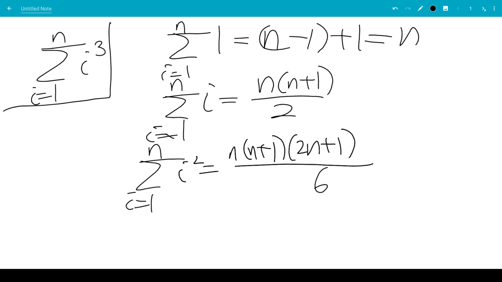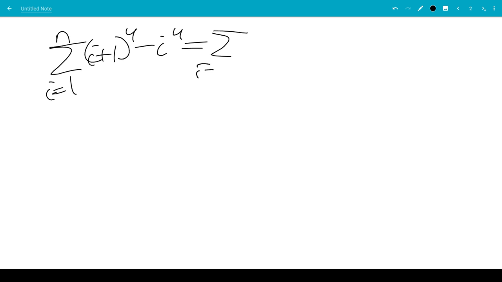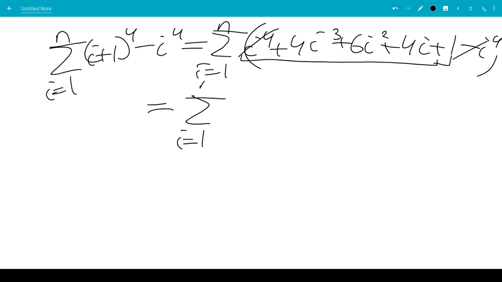So the sum as i goes from 1 to n of (i+1)^4 minus i^4 will equal the sum as i goes from 1 to n of i^4 plus 4i^3 plus 6i^2 plus 4i plus 1 minus i^4. So this is just Pascal's triangle. So i^4 and i^4 will cancel, leaving us with the sum as i goes from 1 to n.